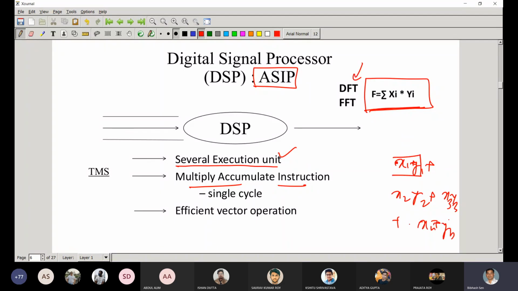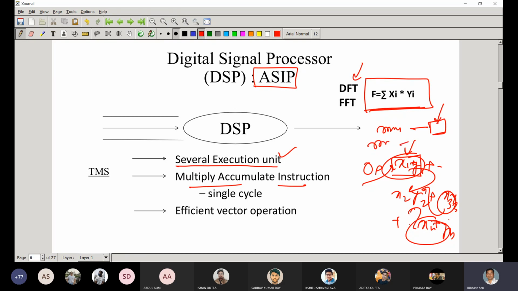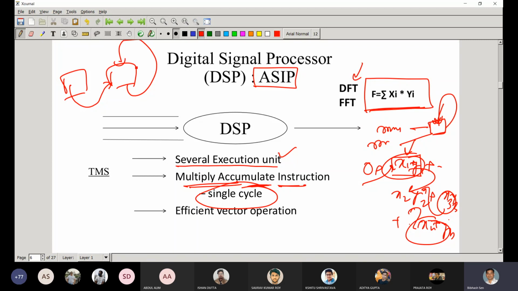First you multiply, and the initial value is 0, then this value will be added. Again multiply, add, again multiply, add. That means you have to multiply and store the result in a location, again multiply, add it and store the result. That's why it is a multiply and accumulate instruction, which it has to perform within a single cycle. That's why it needs one multiplier and one adder, and after multiplication, when addition is going on, it stores the result again within its location. So an efficient vector operation is required.